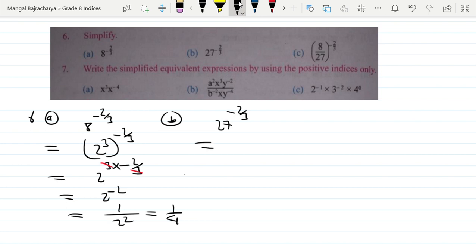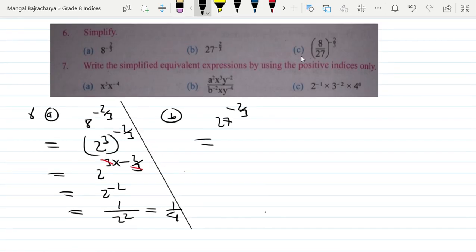So 27 you can write down as 3 cubed, and the whole power is minus 2 by 3, and the rule is the same. There is a power of a power, so these powers will get multiplied.